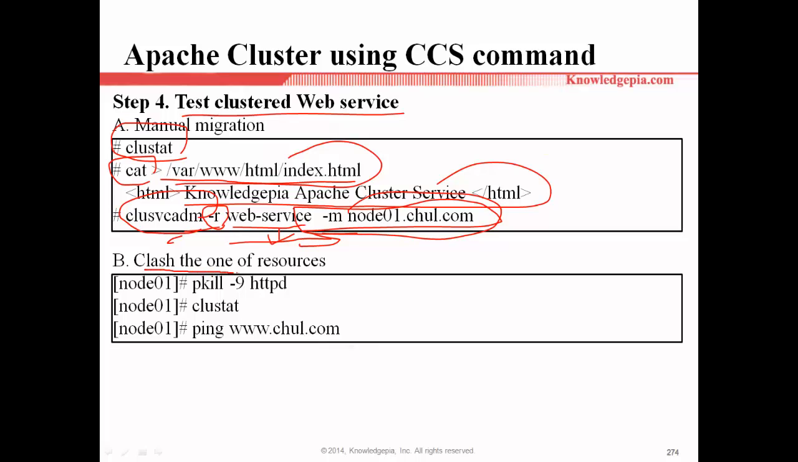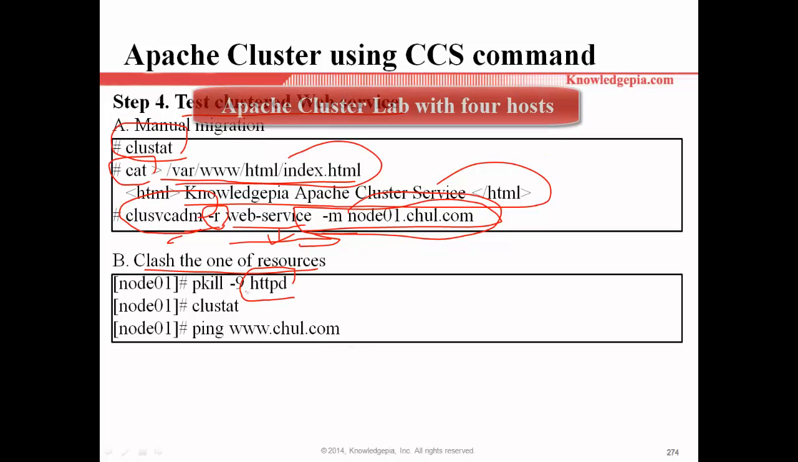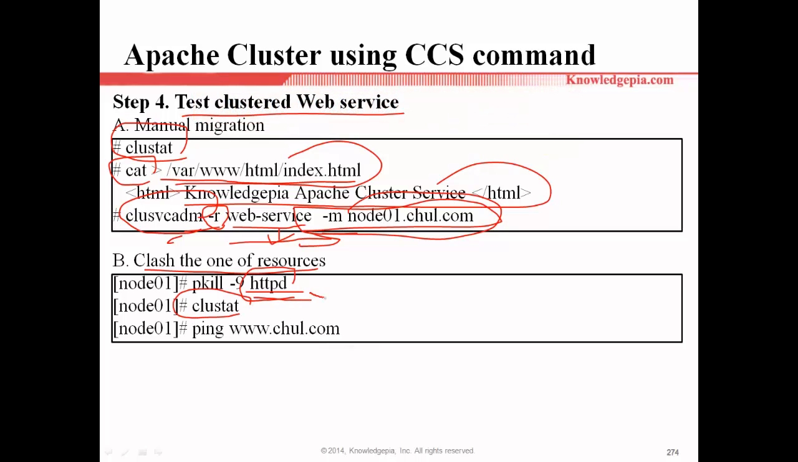The web service will transfer to this cluster member. B, crash one of the resources. So in node 1, you can kill all the web Apache processes, okay, httpd. And after that, clustat, then this web service will transfer to another cluster node.